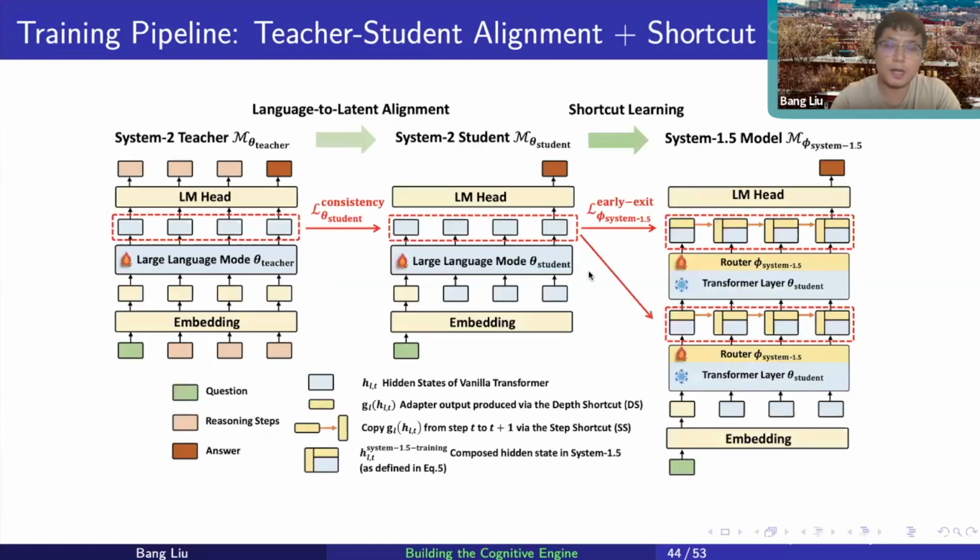Basically, language-to-latent alignment means I have a teacher model which already knows how to perform chain of thought reasoning, right? Then we can extract their latent representation and align our latent representation with theirs. In this case, we don't need to produce tokens in the language space, but we can mimic the latent representation. And the second stage is shortcut learning.